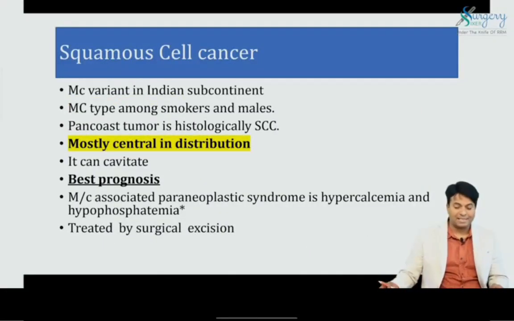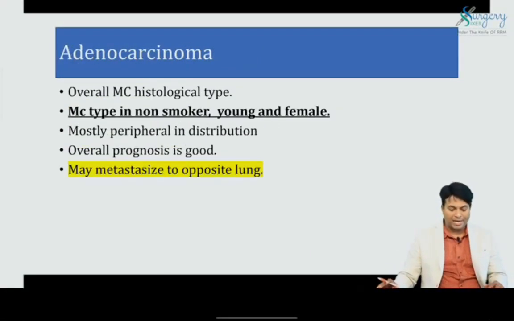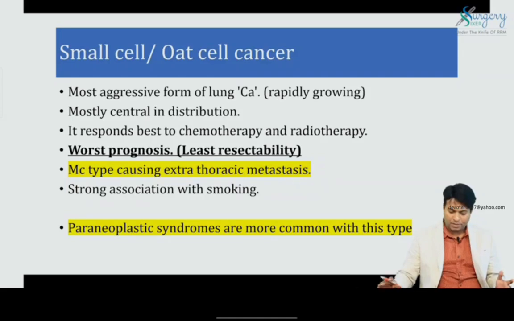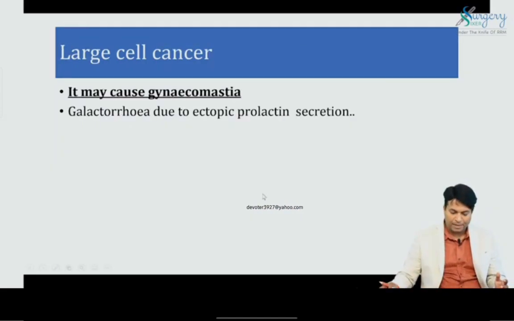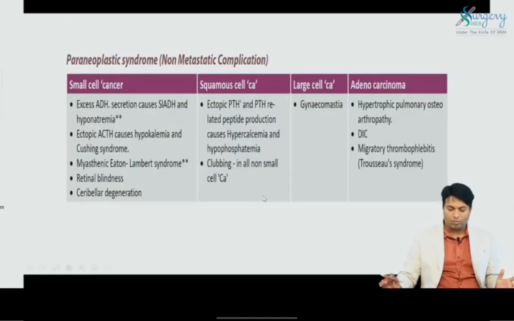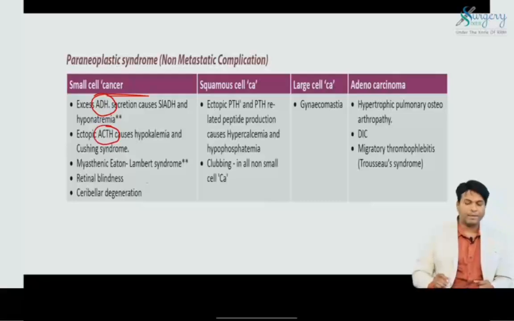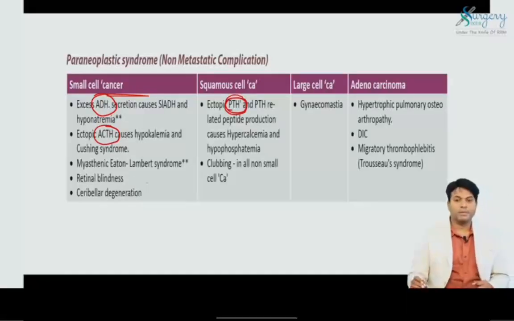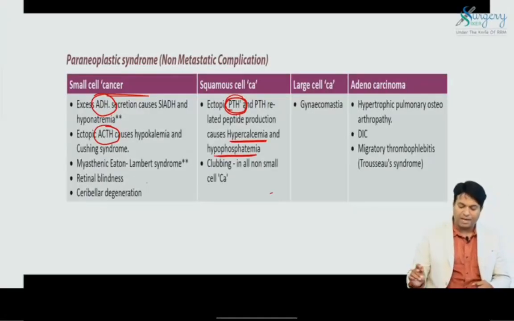So please don't forget, squamous cell cancer is mostly central in location. It can cavitate. Adeno cancer is peripheral in location. It can metastasize to the opposite lung. Small cell cancer is the most common cause of extrathoracic mets. Large cell cancer can cause gynecomastia. Please don't forget the paraneoplastic syndromes. I told you small cell produces ADH, ACTH. Squamous cell cancer produces parathyroid hormone. Therefore parathyroid hormone causes hypercalcemia and hypophosphatemia in squamous cell cancers.